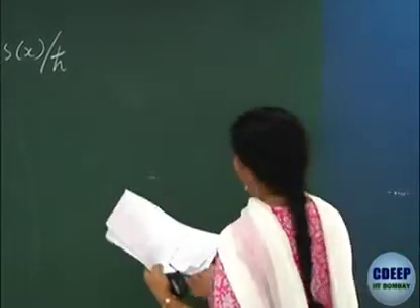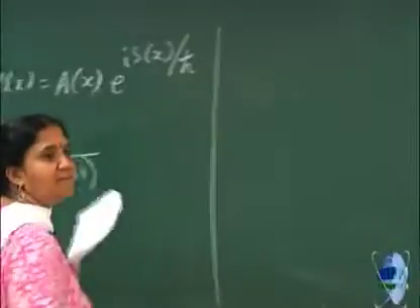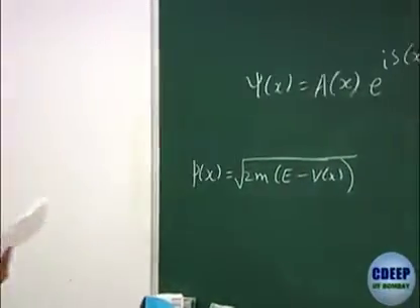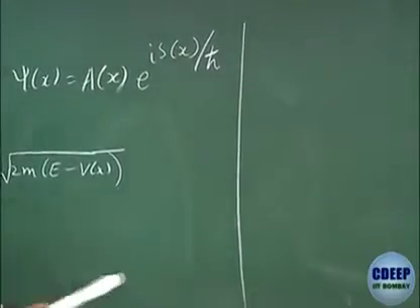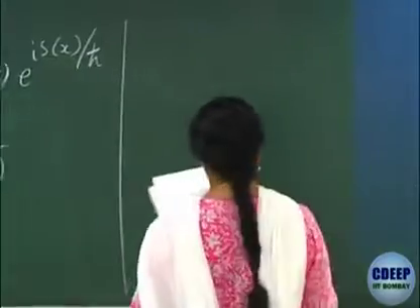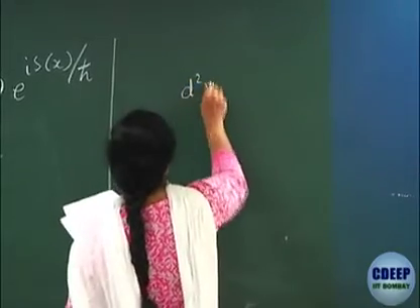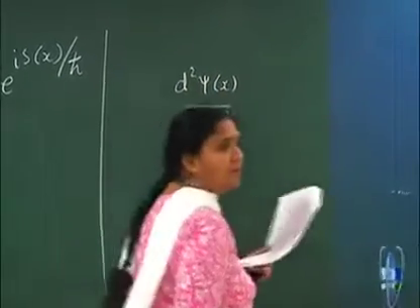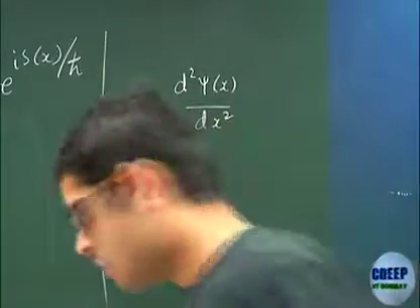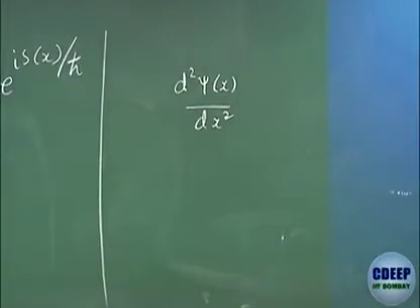What is the next step? You substitute this in the Schrodinger equation and then equate real and imaginary. Okay, so substitute it in the Schrodinger equation. We are doing a 1D problem. WKB is useful for this 1D problem as well as for spherically symmetric, solving only the radial equation. Okay, so in these two situations, WKB is useful.